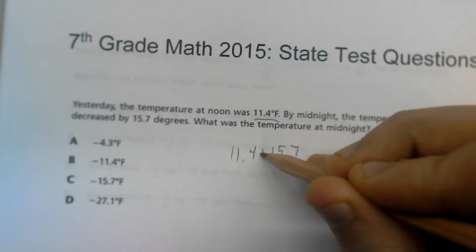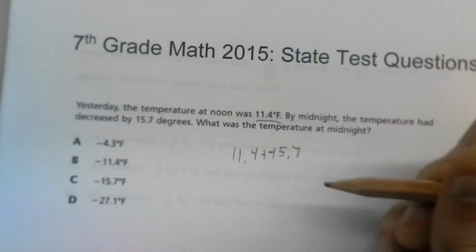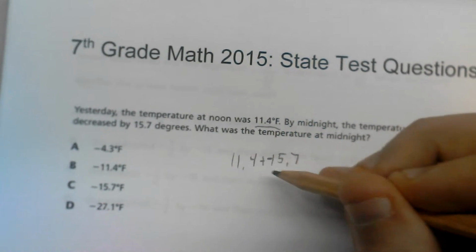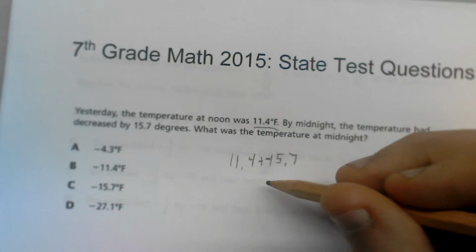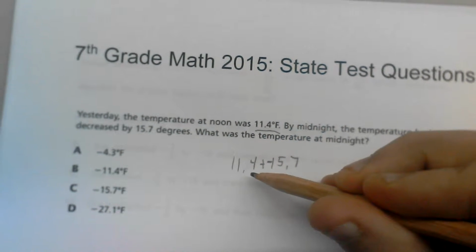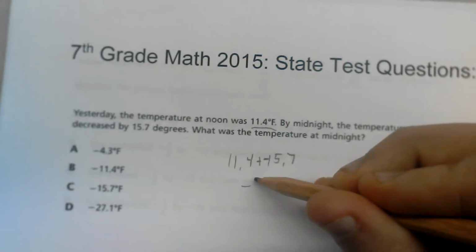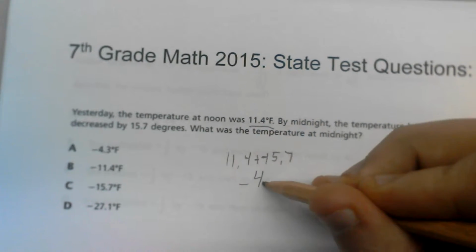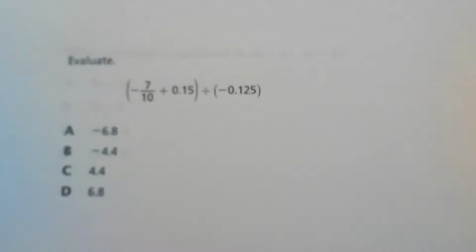Or I can think of that as a plus a negative. So when I have this, I'm actually going to switch these around and I'm going to subtract. So 15.7 minus 11.4 is 4.3. My answer is going to be a negative 4.3. So that matches with choice A. Okay. Skipping around to some of these.